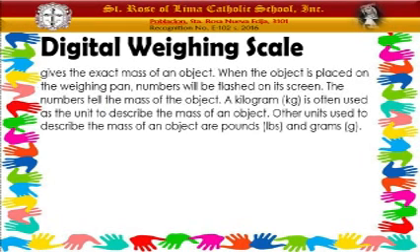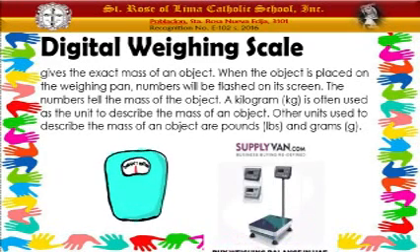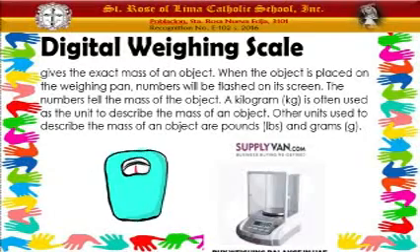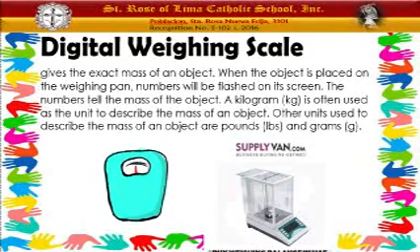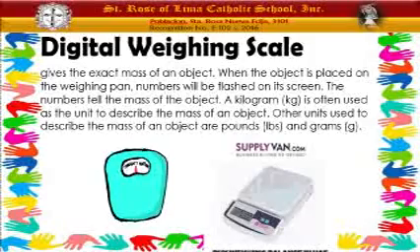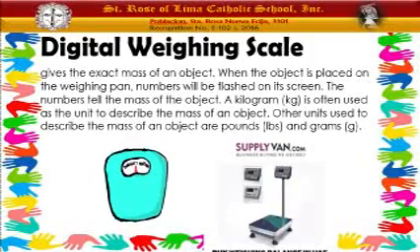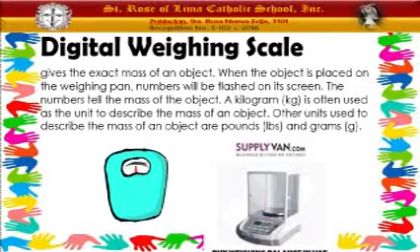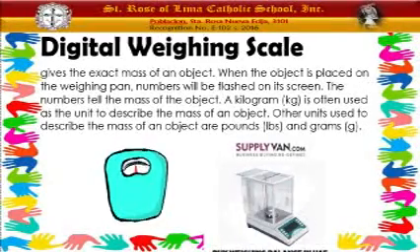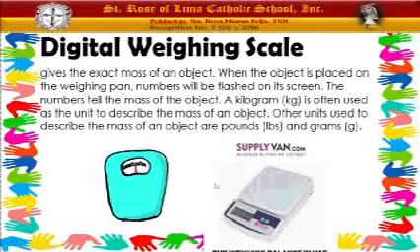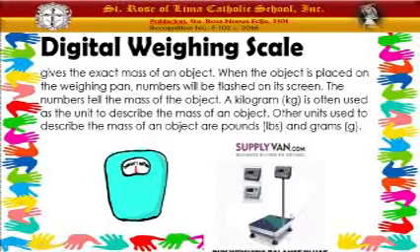digital weighing scale. Digital weighing scale gives the exact mass of an object. When the object is placed on the weighing pan, a number will be flashed on its screen. The number tells the mass of an object. A kilogram is often used as the unit to describe the mass of an object. Other units used to describe the mass of an object are pounds and grams. This is an example of a digital weighing scale.